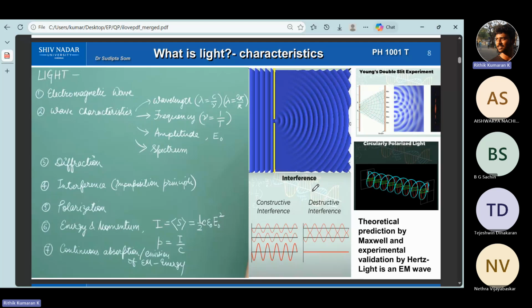The seventh one is continuous absorption and emission. A light should have energy in the form of a continuous absorption or emission pattern. So these are the 7 characteristics of light. If these 7 are satisfied for a wave, we can call it light.